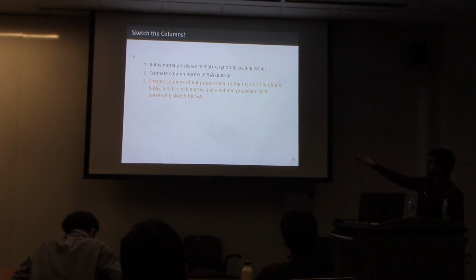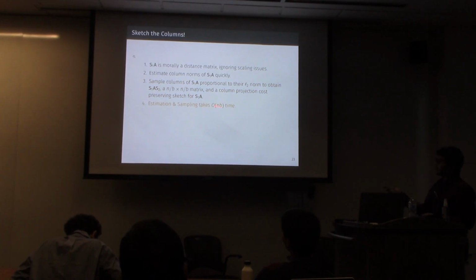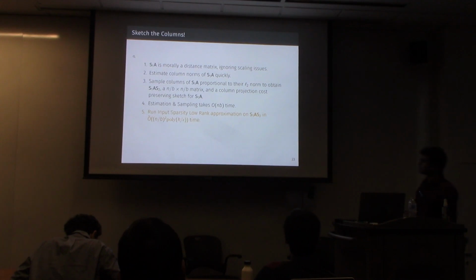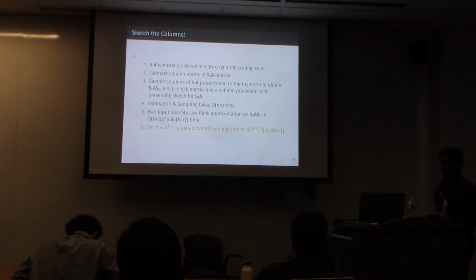So let's denote this as S1A, S2. And the estimation again takes n times b time. But now we can run the input sparsity time algorithm on a matrix that is of size n over b times n over b. Now if you optimize for b, you get an n to the 1 plus 1 over 3 poly k over epsilon time algorithm. Okay, this is better than n to the 1.5. But I promise you something even better than this.